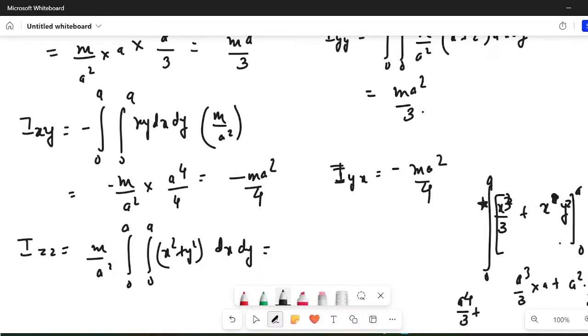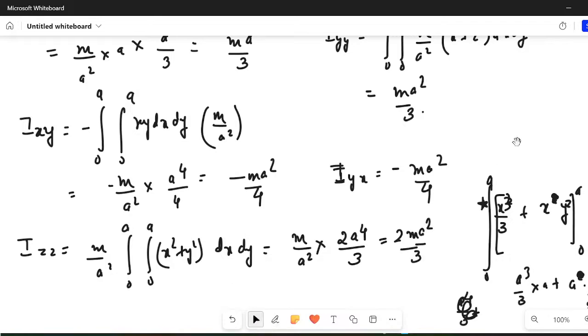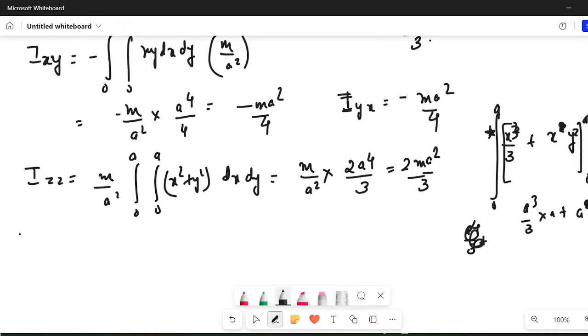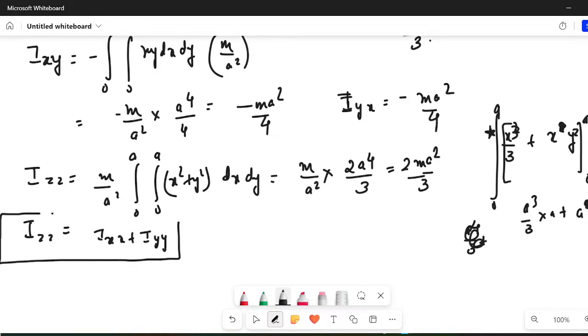Sorry. So if you do this, this would be a here, and this would be a cube by. Sorry. So what we are getting? I'm getting m upon a square, and then multiplied by, I think this would be 2 a raised to power 4 upon 3, right? Okay, is that clear? So eventually I'm going to get 2 times ma square upon 3, and that was quite clear also from the perpendicular axis theorem. You know that Izz from the perpendicular axis theorem is equal to Ixx plus Iyy. So that is something that I'm not teaching right now, but okay, you should remember this also. So this is 2 ma square upon 3.